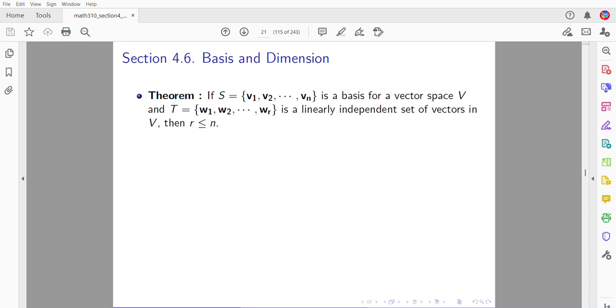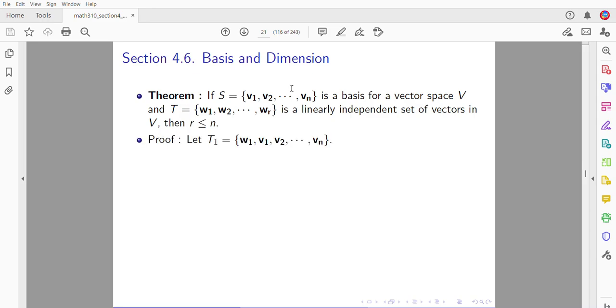Welcome back. Theorem. If S equals {V1 through Vn} is a basis for a vector space V and T equals {W1 through Wr} is a linearly independent set of vectors in V, then r is less than or equal to n. This is a very important result. What it says is, if you have a basis with n vectors, then every linearly independent set of vectors will have fewer vectors than n. That is, a linearly independent set is always smaller or equal to the size of the basis.